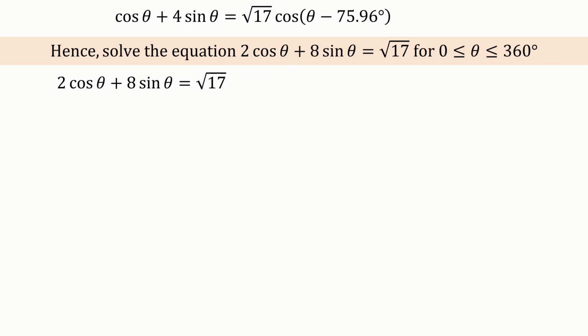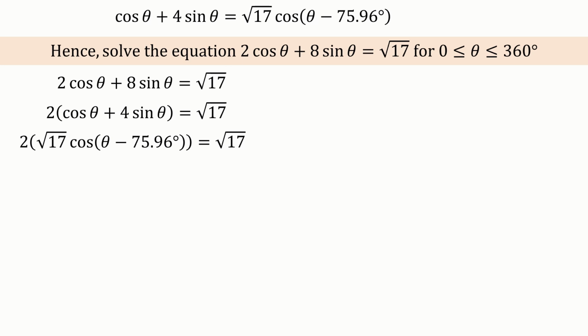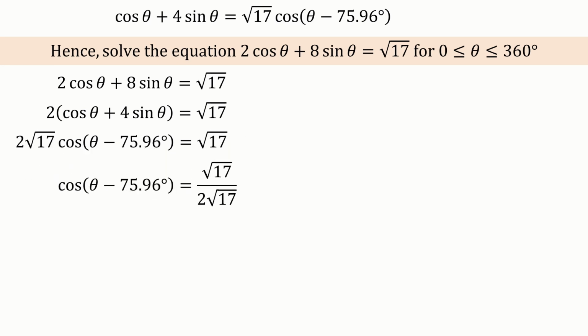At the left hand side, if we look carefully, that is equivalent to 2 times (cos theta plus 4 sin theta). And from the previous question, we know that cos theta plus 4 sin theta is equivalent to root 17 cos(theta minus 75.96 degrees). So we can divide by 2 over root 17 and simplify. What's left at the right hand side is half, and this is a single trigonometric equation, so we can solve it easily.